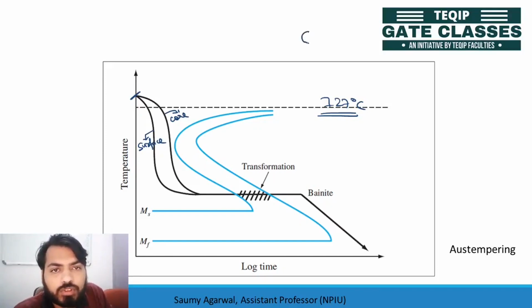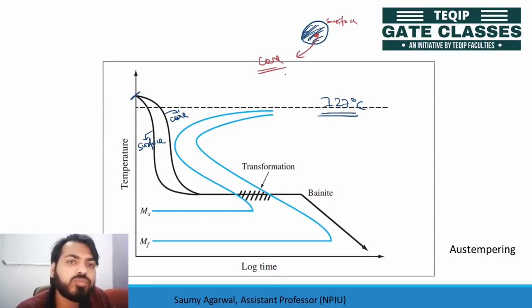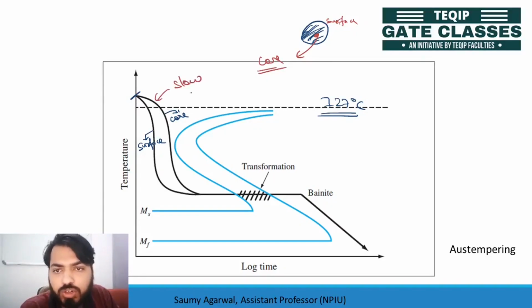So like you have some block of metal in a circular shape. At the center point it will have a different temperature, and at the surface the temperature will be different. So their cooling curves will also be different. At the core the cooling curve will be a slow cooling curve, this is the slow cooling rate. Now you can say this is slower, and this is faster.